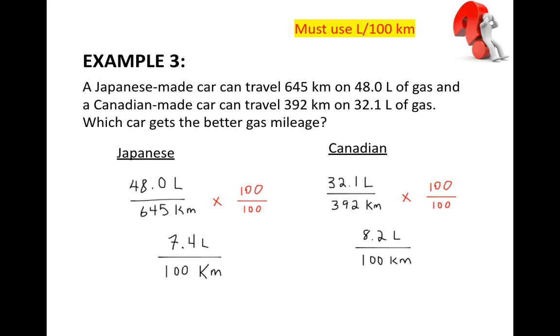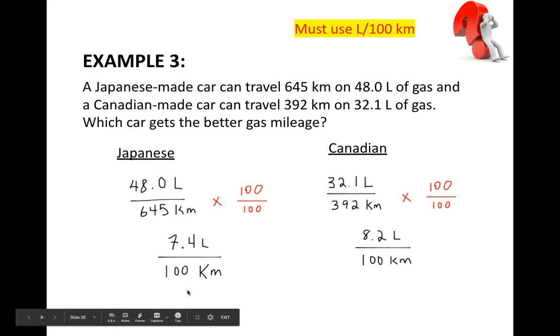And I will have 8.2 liters over 100 kilometers. And then I've got them in the very perfect format. I can see that the Japanese model is definitely going to be the better one for gas mileage.